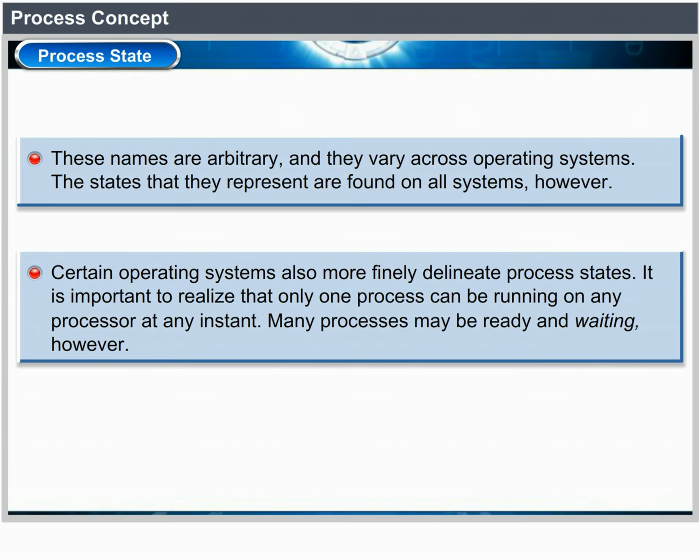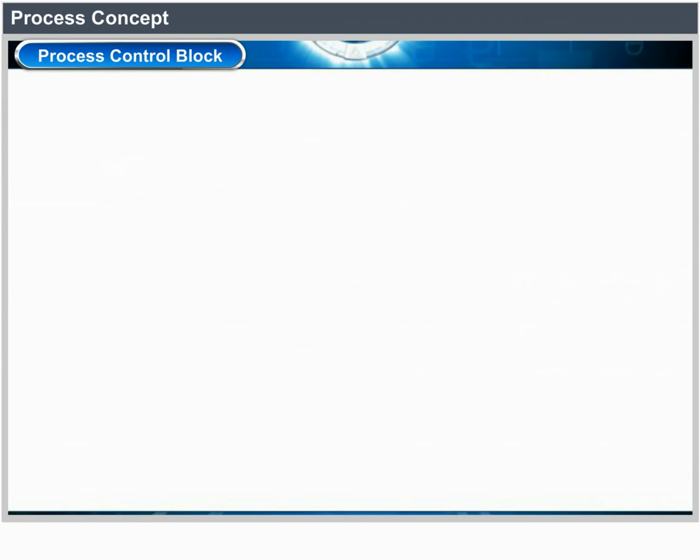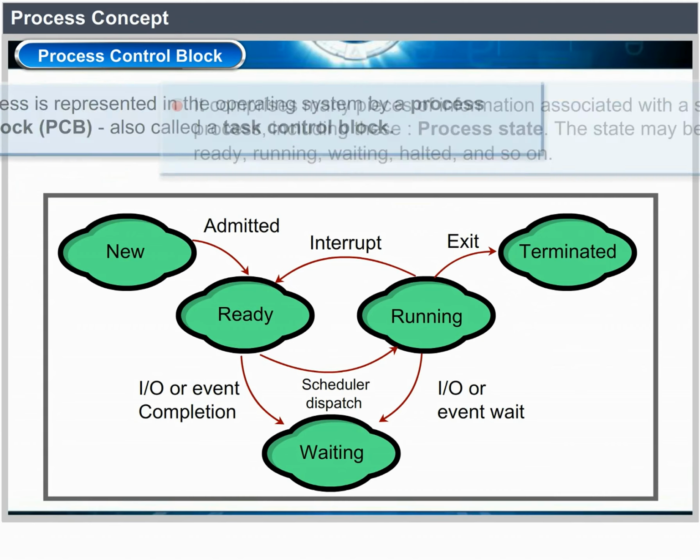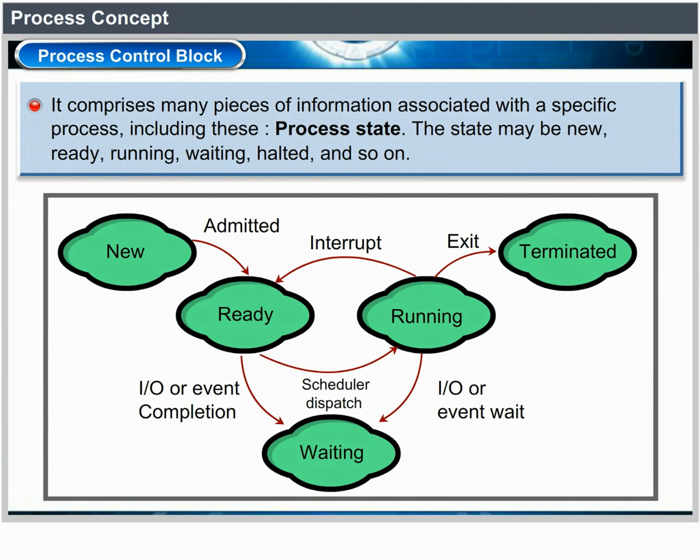Process control block. Each process is represented in the operating system by a process control block, PCB, also called a task control block. It contains many pieces of information associated with a specific process, including these. Process state. The state may be new, ready, running, waiting, halted, and so on.